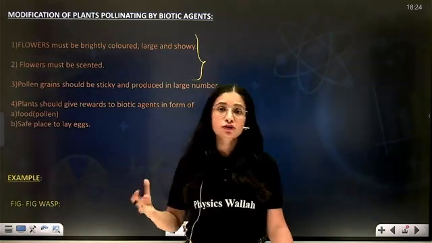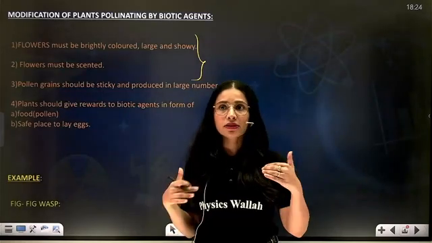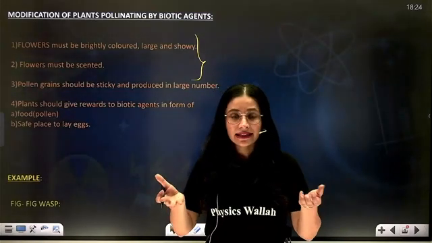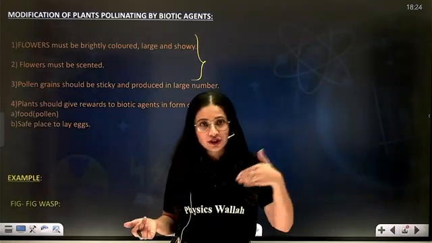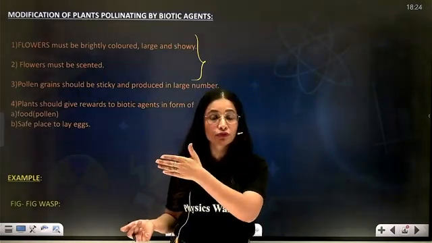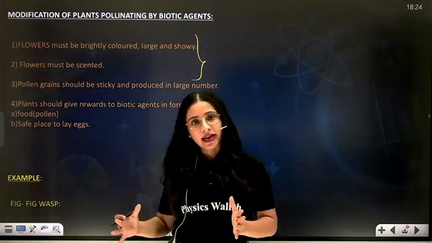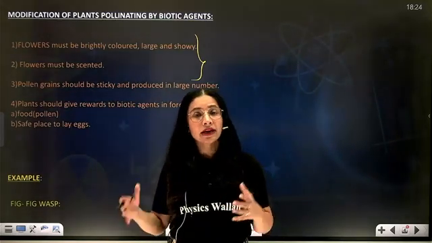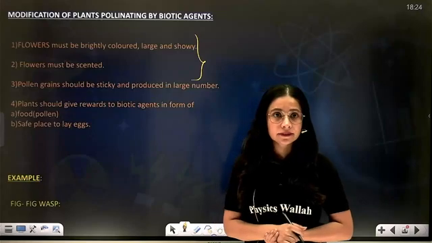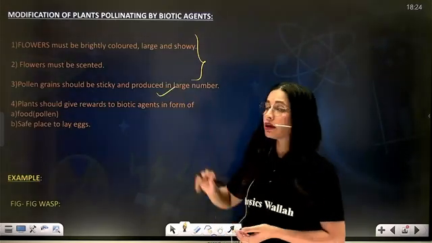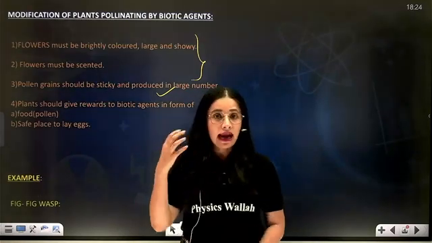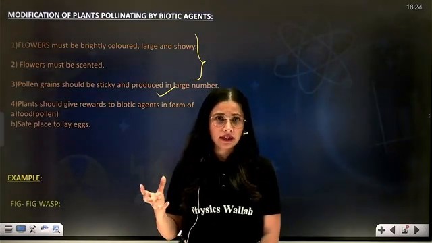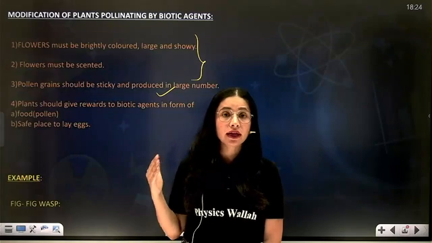Plus the flower should also be scented. That means if suppose an insect is not able to see, then at least if that organism can smell, then surely that organism is going to move towards that good smell. So yes, the flower should be scented, they should be brightly colored, right? Moving towards the third point, pollen grains, beta, unlike what you have seen in anemophily, they are non-sticky so that they can easily float in the wind.